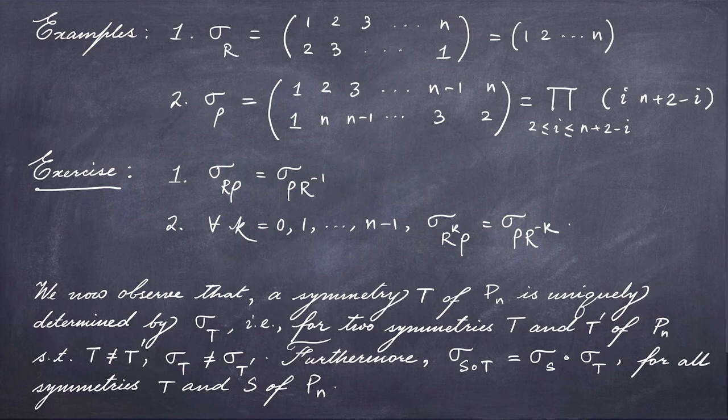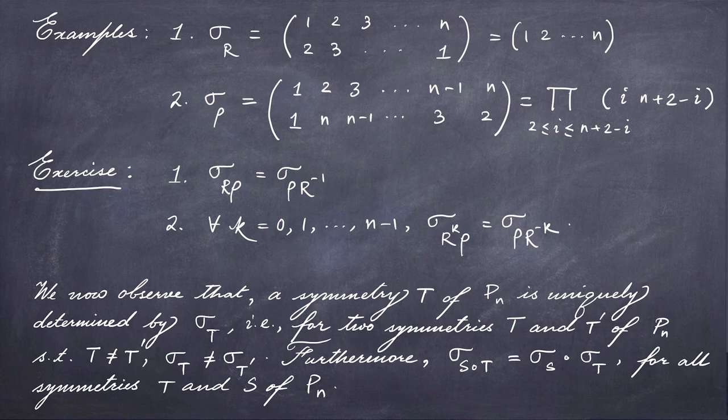And as a consequence of this, it's also quite easy to see that the permutation induced by r to the power k rho is the same as the permutation induced by rho r to the power minus k. So again we can see that some power of rho and some power of r do not just commute. If you want to flip the order, then the rotation part must be replaced by its inverse.